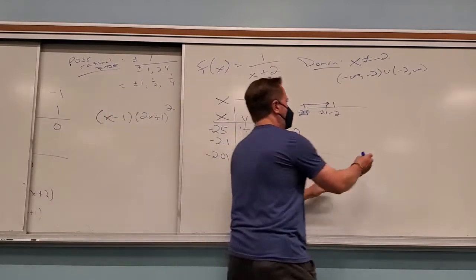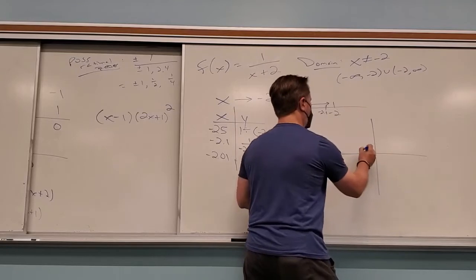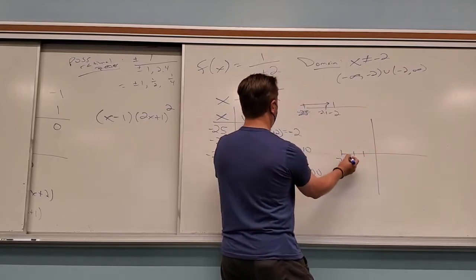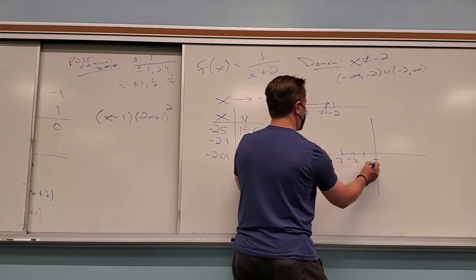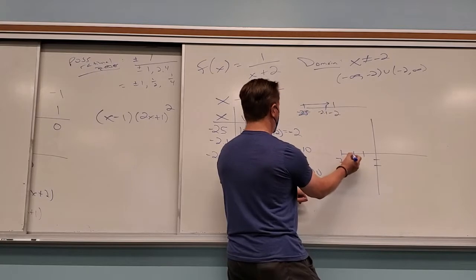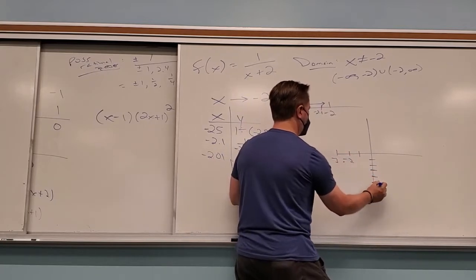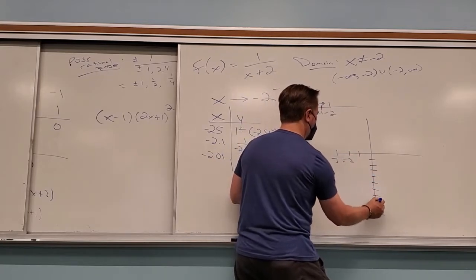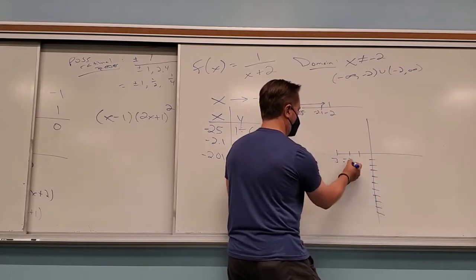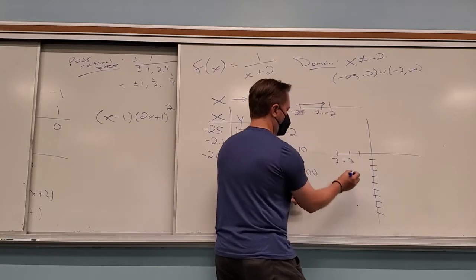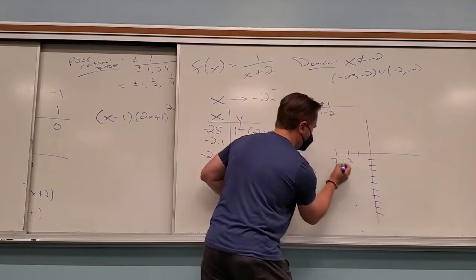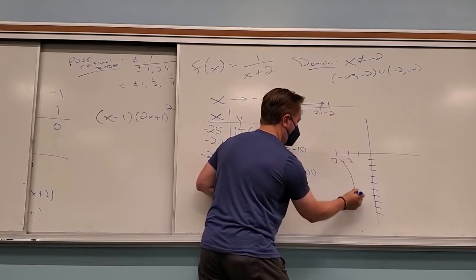So here's what's happening graphically at negative 2. So at negative 2.5, it was negative 2. At negative 2.1, it was negative 10. 1, 2, 3, 4, 5, 6, 7, 8, 9, 10. Okay, good job, John. And negative 2.01 is negative 100, so this thing is just kind of like, wah.